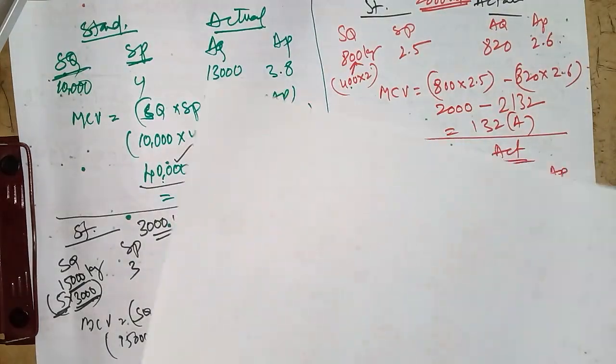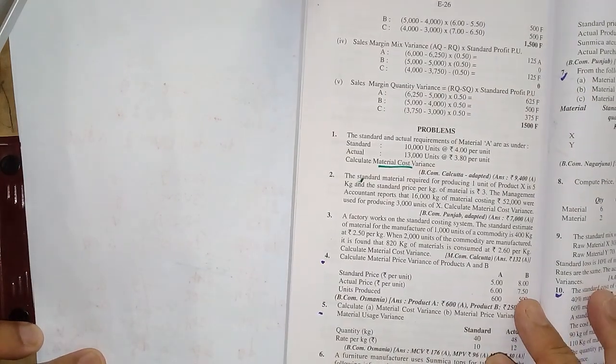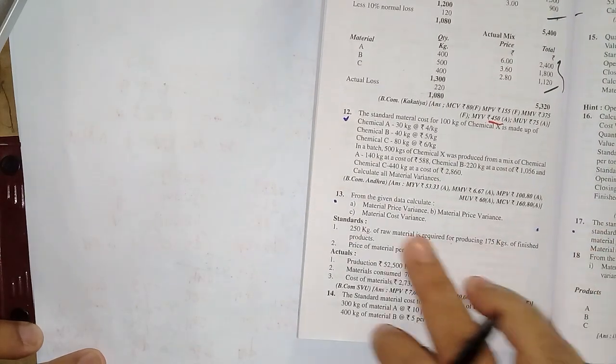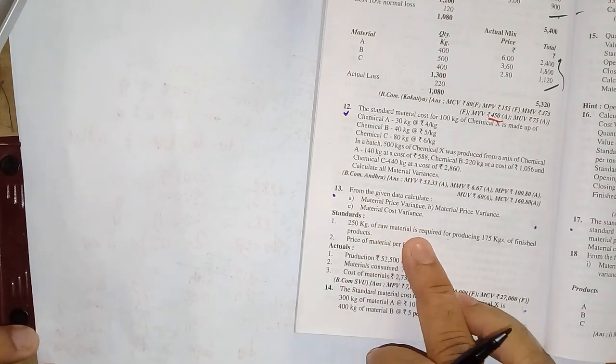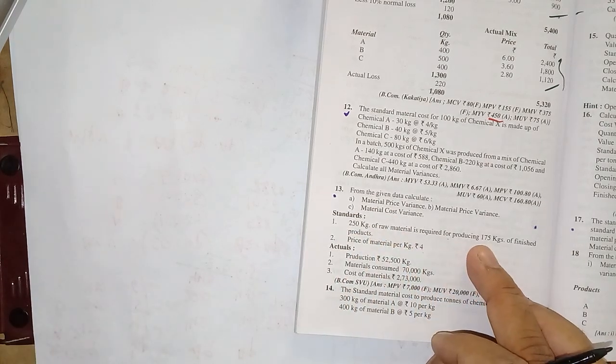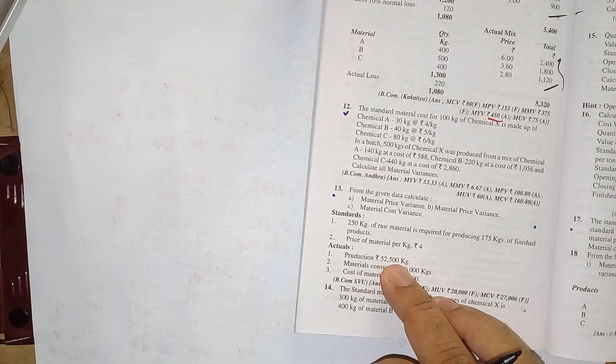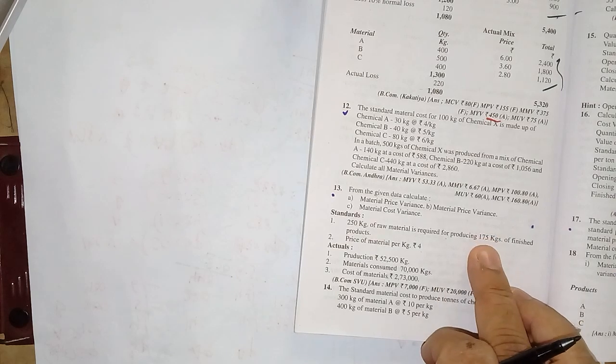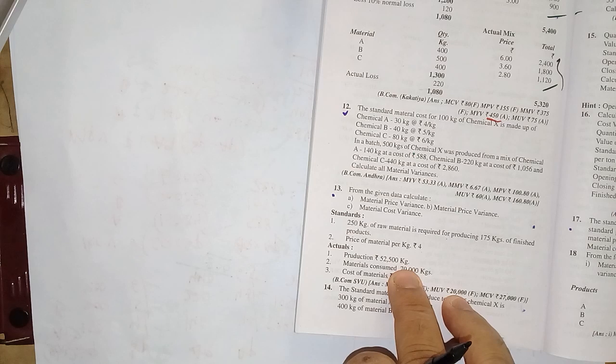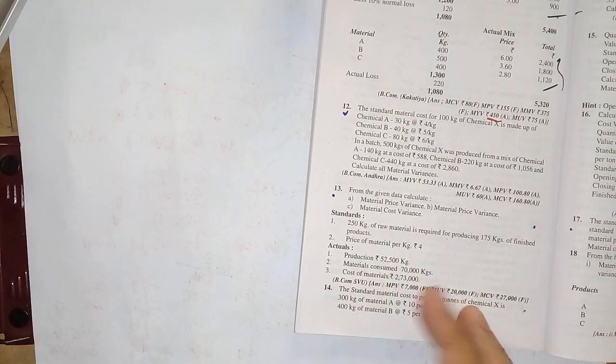All right, so in the next question the question says, 250 kgs of raw material is required for producing 175 kgs of finished product. Price is 4 per kg. Production is 52,500 kgs. We have been given 175 kgs of standard information, but actual production is 52,500. Material consumption, cost of material. Very easy, we can calculate, right?